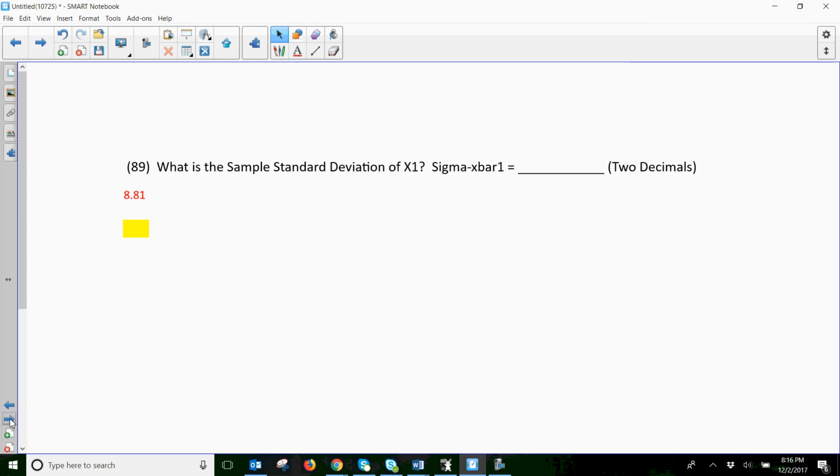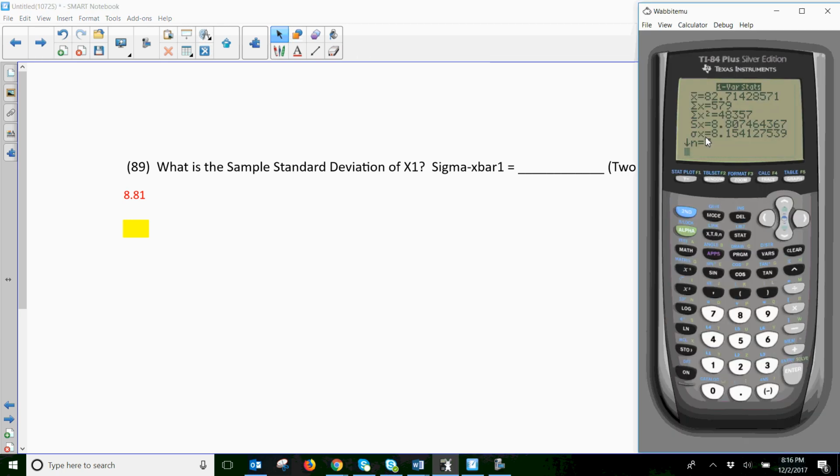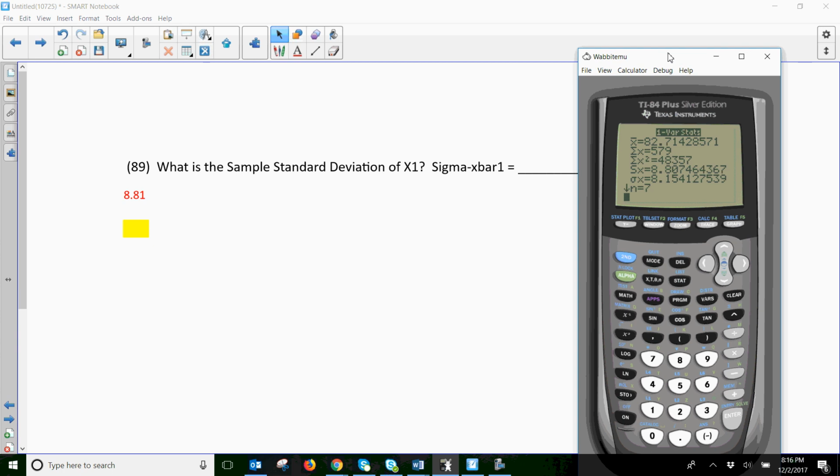For the next question, it says, what is the sample standard deviation of x1? Well, if we look at our calculator, we actually have that calculated already. Remember, the sample standard deviation is Sx, and here that's 8.807. So I did ask you to round it to 2 decimals, so that would be 8.81. Let's take a look at the next question.